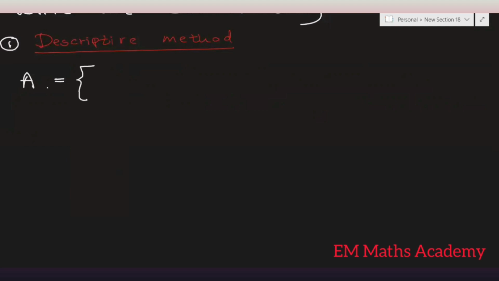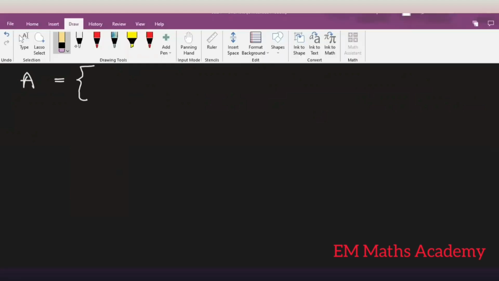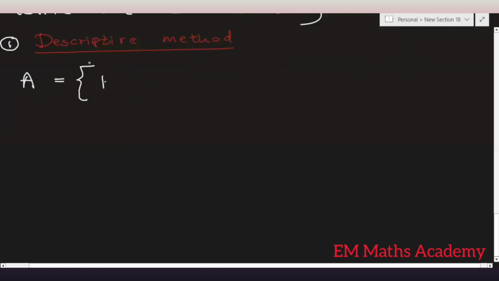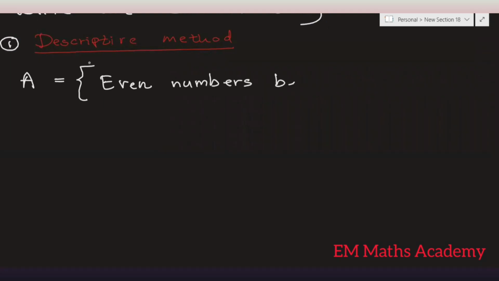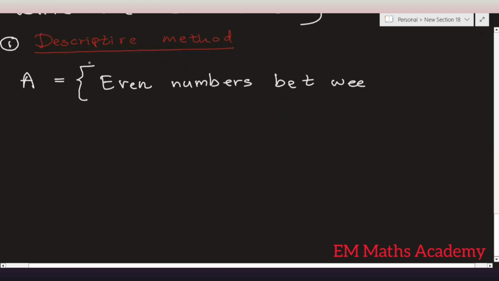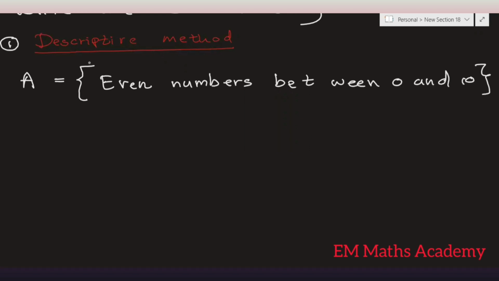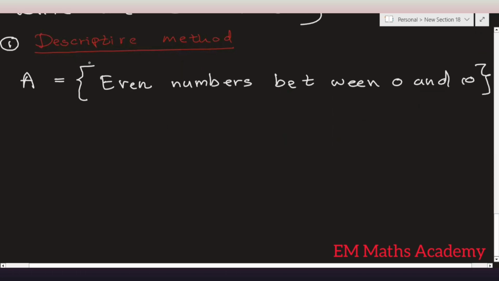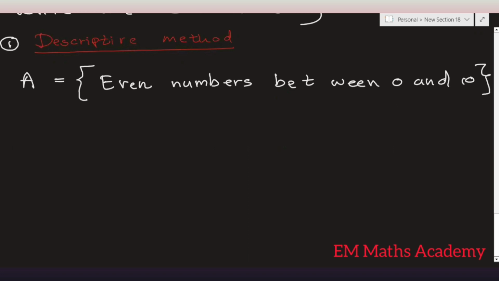You should be able to write this bracket. Some of the students are not able to write this symbol. Actually, you have to practice the symbol, curly brackets. Then we write the common characteristic. What is the common characteristic? It is even numbers between 0 and 10. Not just even numbers, the even numbers which lie between 0 and 10. This is the common characteristic. So we write the characteristic within curly brackets. This is the descriptive method.